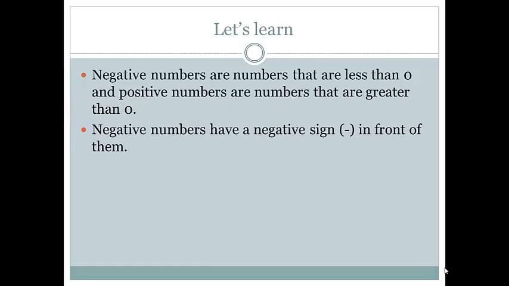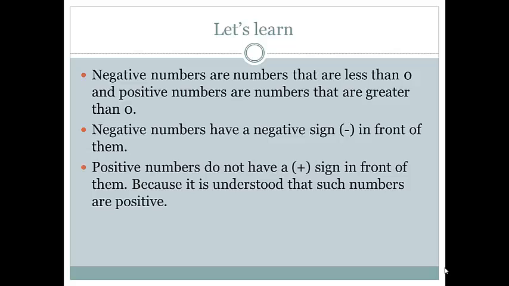Negative numbers have the negative sign in front of them. Positive numbers do not have a plus sign in front of them, because it is understood that such numbers are positive. You will see wording that says less than 0, below 0. So you will see the word below, or you'll see a gain, that is a plus, that's a positive, or you'll see a debit, that's talking about money, and that is something you owe, and a credit, which is a positive, and that's something when someone gives you money.